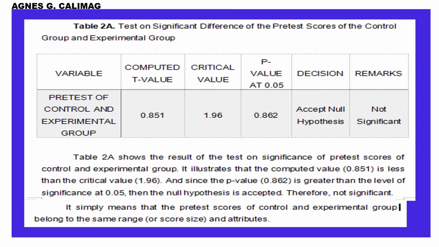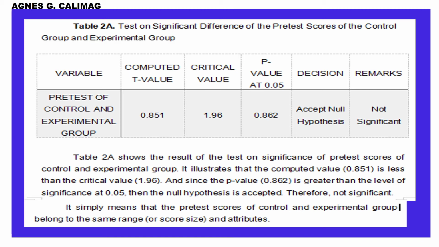Table 2A shows the result of the test on significance of pre-test scores of control and experimental group. It illustrates that the computed value is less than the critical value. And since the p-value is greater than the level of significance at 0.05, then the null hypothesis is accepted, therefore not significant. It simply means that the pre-test scores of control and experimental group belong to the same range of score, size and attributes. That's why I use non-randomized selection of respondents.